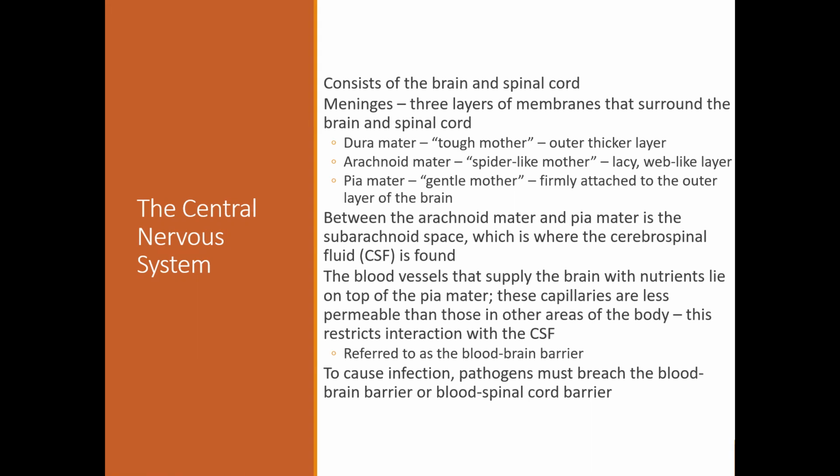So we have what's called a blood-brain barrier or a blood-spinal cord barrier. And this is due to the layers of the meninges that surround the brain and spinal cord. So when we look at these infections, they have to be able to get through the blood-brain barrier in order to cause disease.